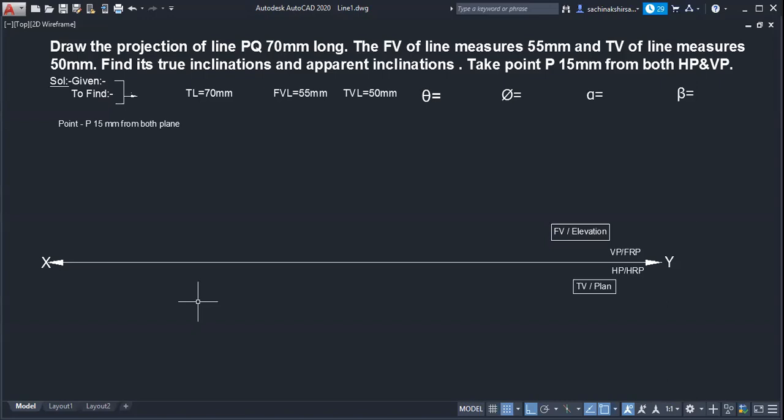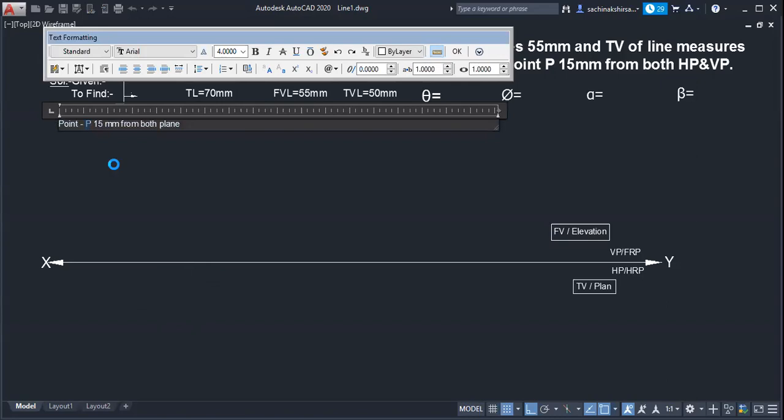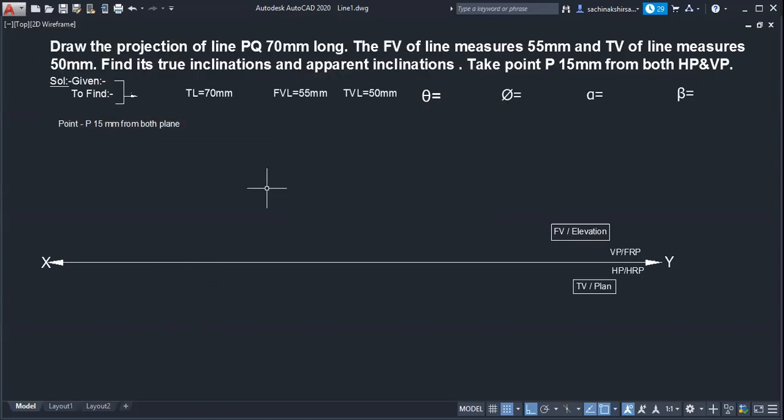So let us mark what the things are known. Point P. So point P is how much? Shall I mark point P initially? Yes, sir. How much is it? 15 mm above HP and 15 mm in front of VP. So this point I will mark first.